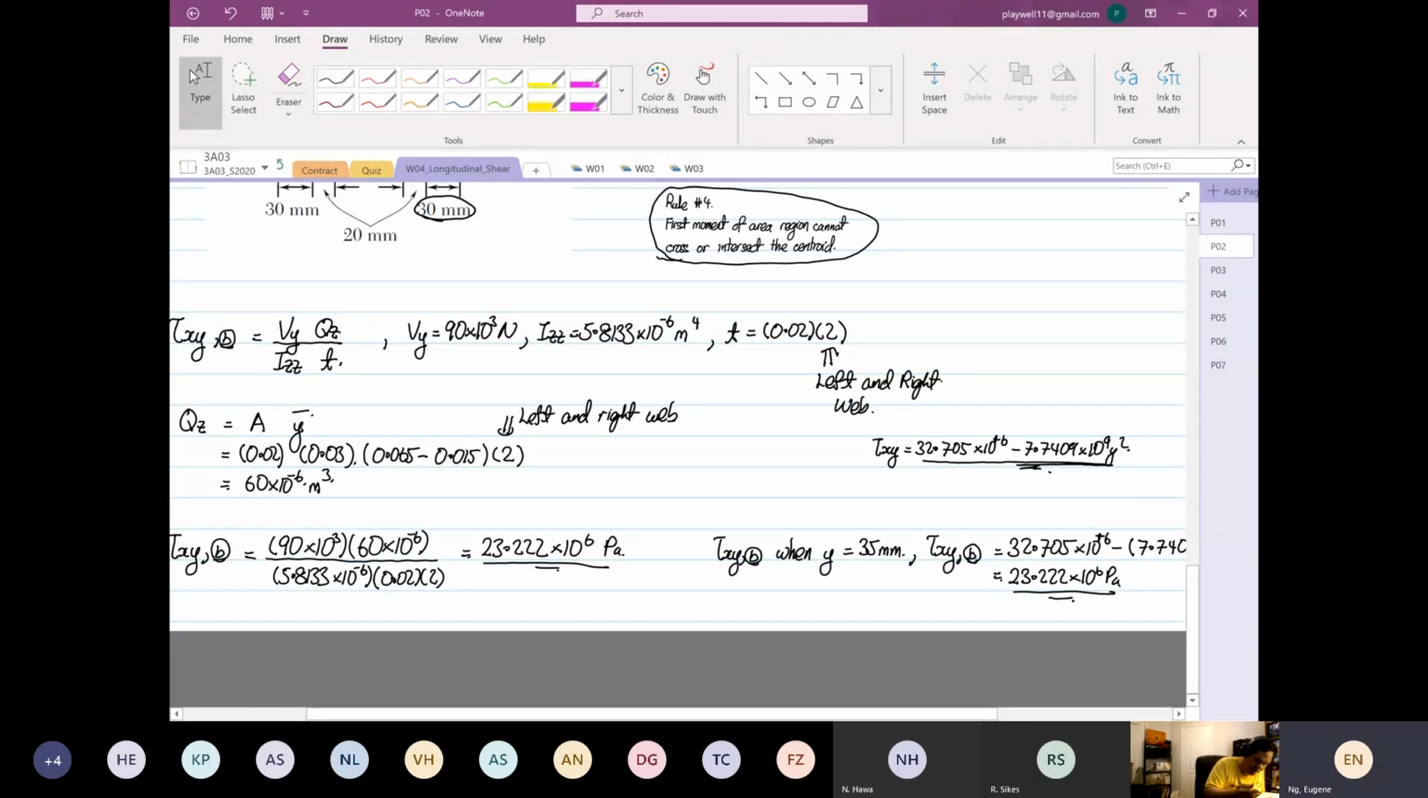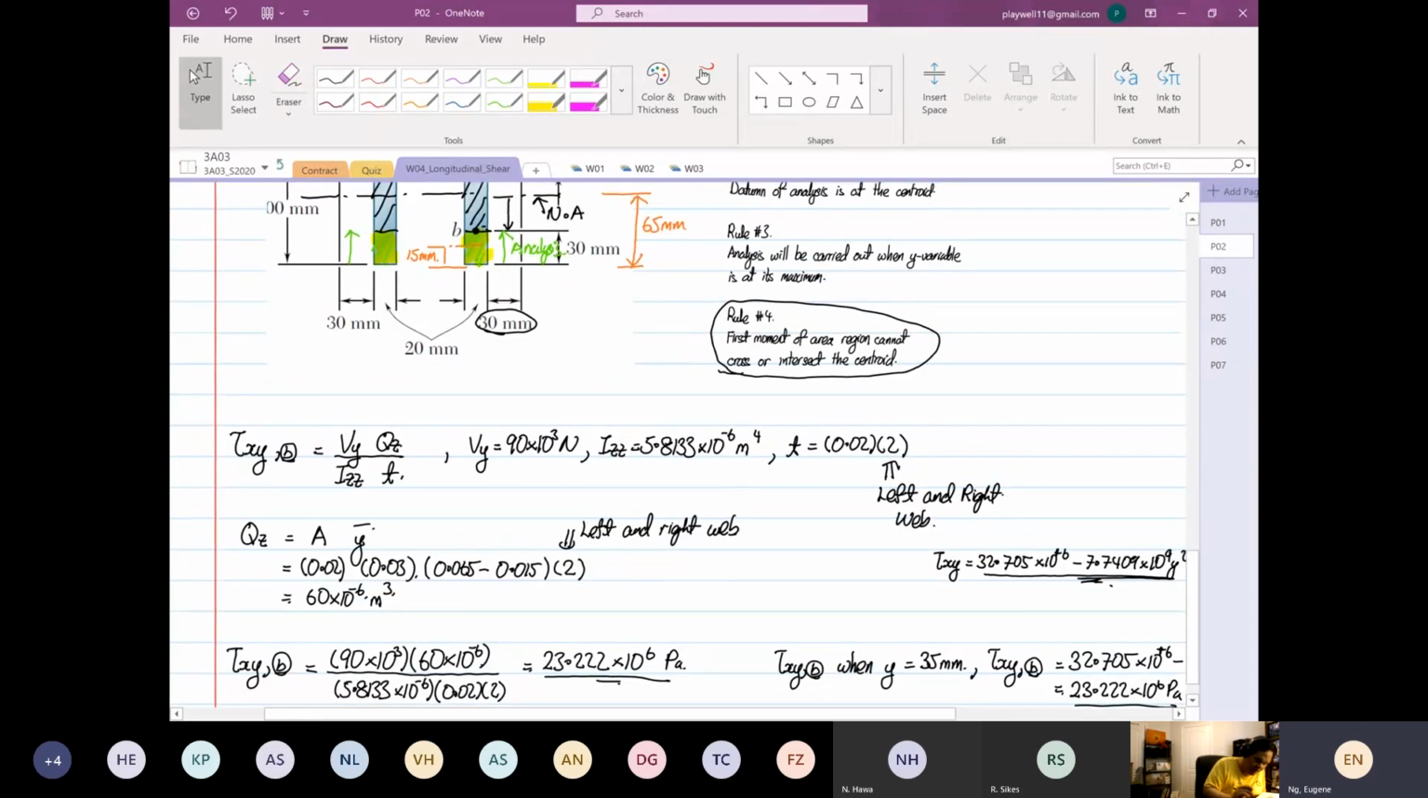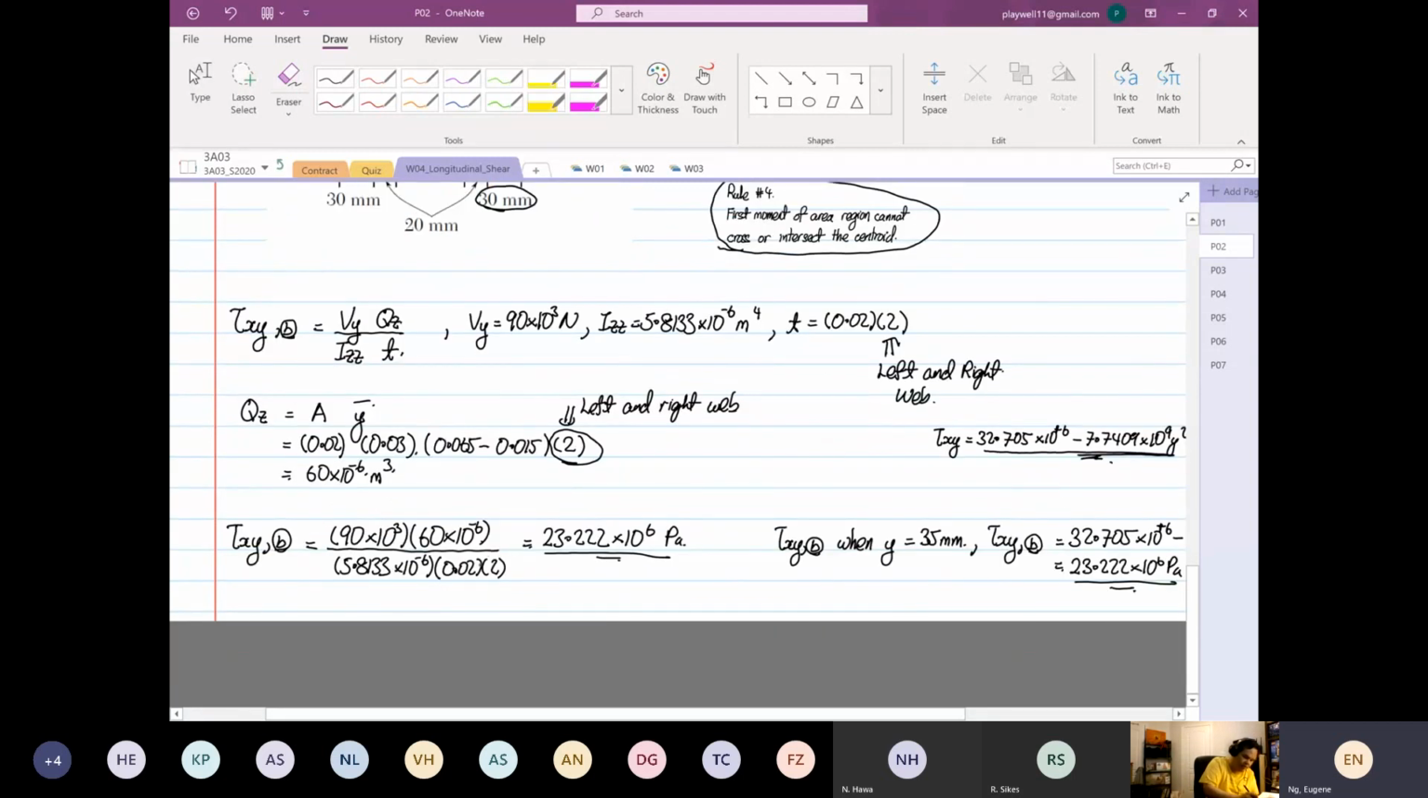Right. So to summarize, when you have a structure like this, especially at the web, you have to consider the first moment of area for QZ. You have to multiply by 2 because of your what? Because of your left and right web, and the thickness you also have to multiply by what? 2. Okay. If you mess up on this, that's where trouble comes. Okay. So that's where we are going to have issues, right? Anyone else? Any questions, please?